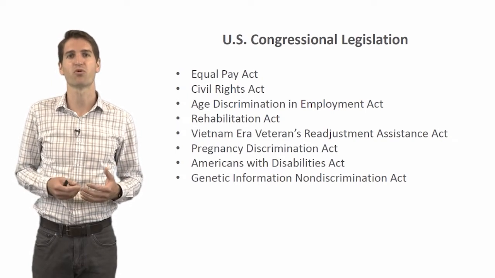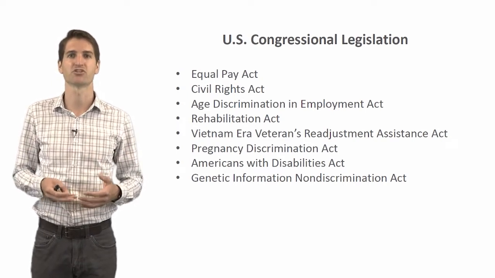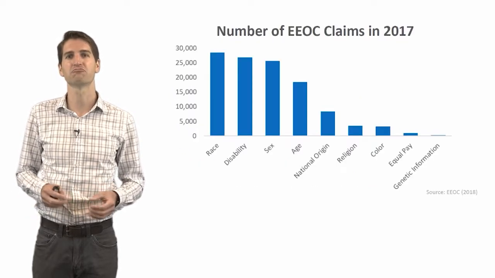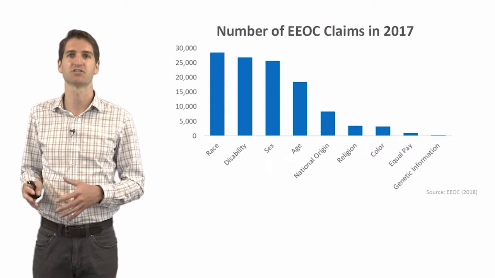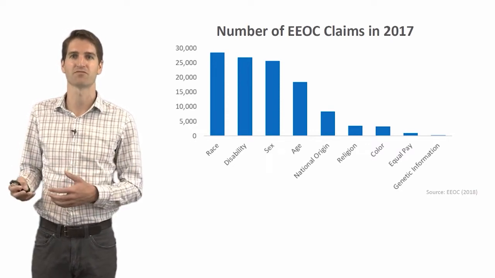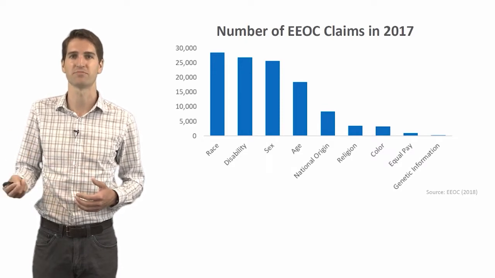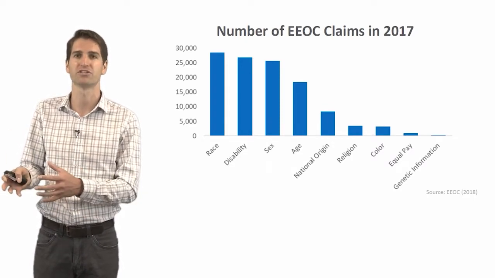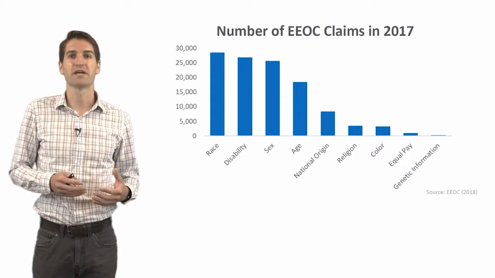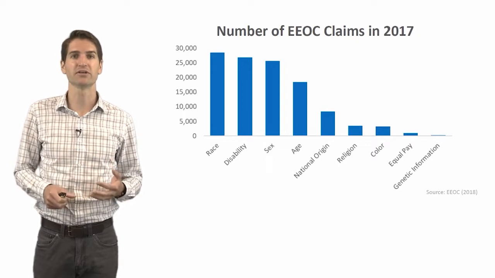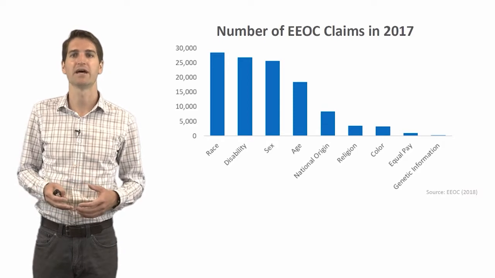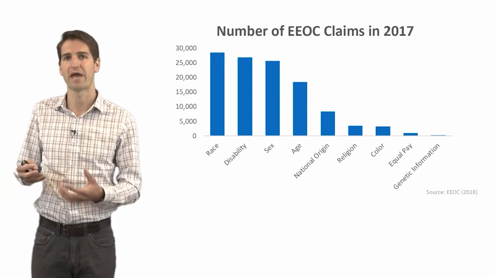So the Genetic Information Nondiscrimination Act is an important piece of legislation for starting to address that. Interestingly, there have been relatively few cases, at least in 2017, in terms of the number of EEOC claims regarding genetic information. In fact, the fewest claims came from that protected group. The most claims came from people making claims based on race, disability, sex, and age, followed by national origin, religion, color, and then, as a special category, equal pay claims.